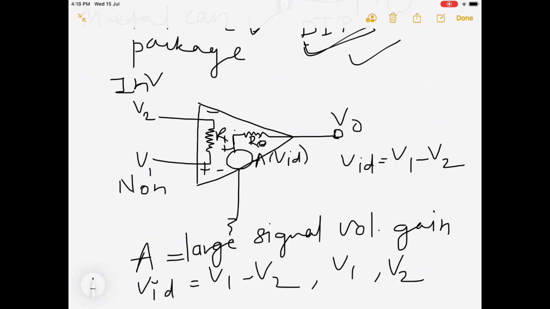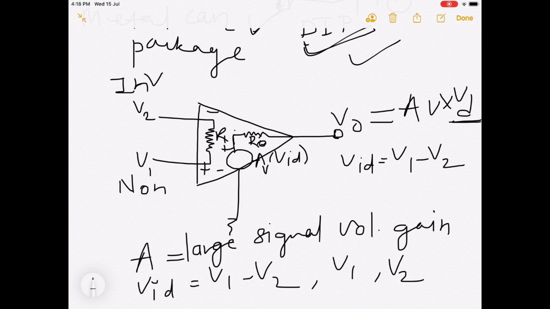These 3 parameters are open loop parameters. Here VO can be written as VO equals AV into VD. AV is the voltage gain, VD is the difference voltage. So VO is equal to AV into (V1 minus V2). V1 and V2 are the voltages at the non-inverting and inverting terminals of the op-amp with respect to ground.